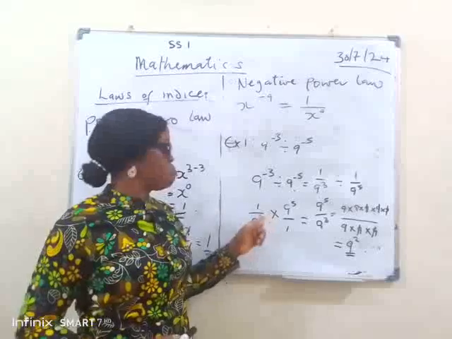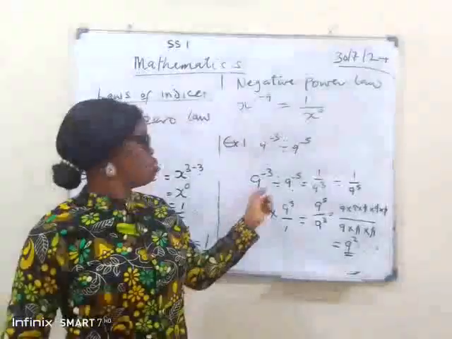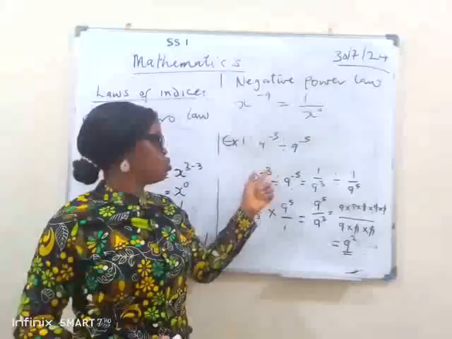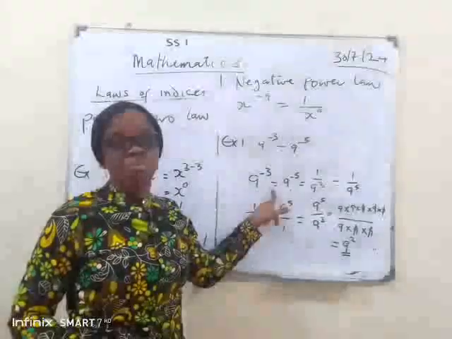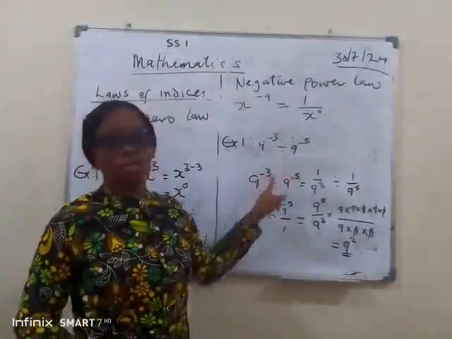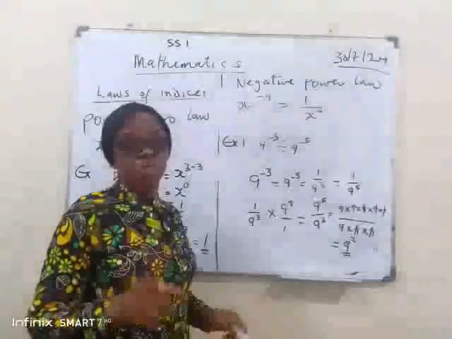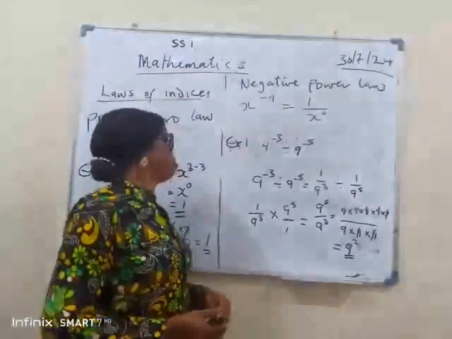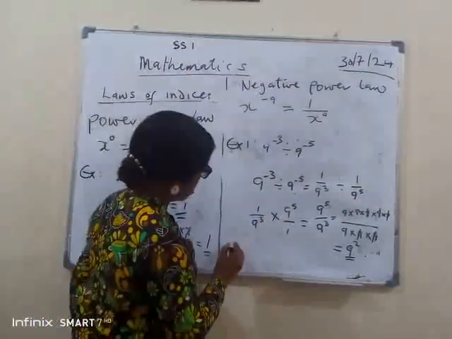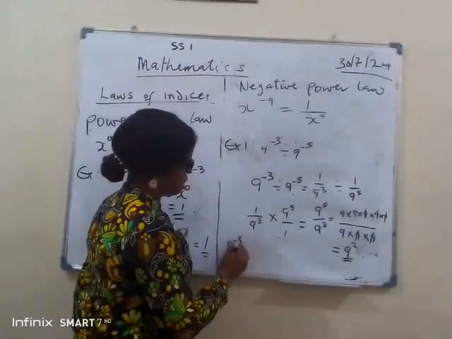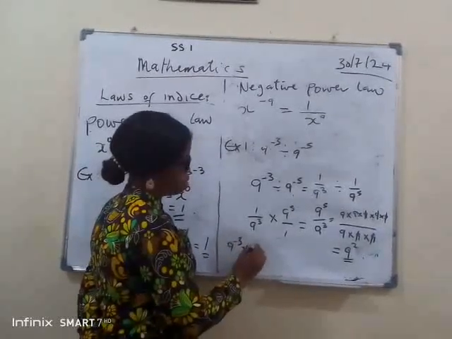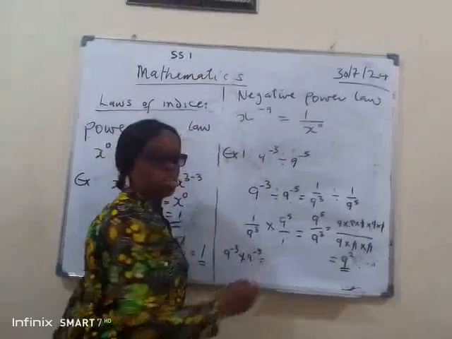We can bring it here and still work it because it still obeys the division law here. There are 2 laws here. The division law is applicable and the negative power law is also here. So let's use the division law to solve this. Now, I'm bringing it here. I have a to power minus 3 multiplied by a to power minus 5. So let me use the division law.